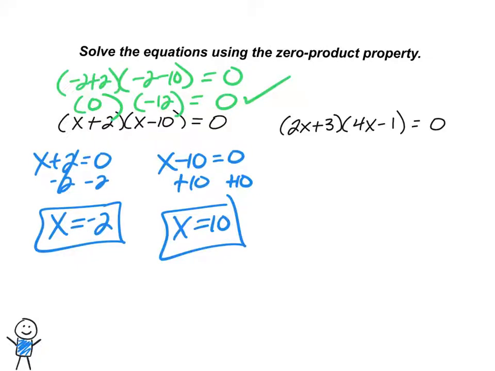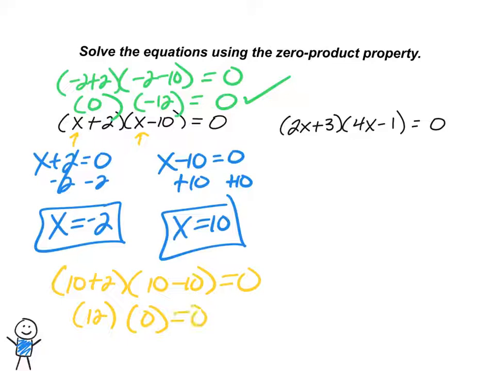If I plug in the 10 in place of the x in my original equation, I get 10 plus 2 for the left one, then 10 minus 10 for the right one. Let's see if this actually equals 0. Well, 10 plus 2 is 12, but this other factor, 10 minus 10, is 0. And 12 times 0 is 0. So this is how you can check and solve for solutions using the zero product property. Just set each factor equal to 0.